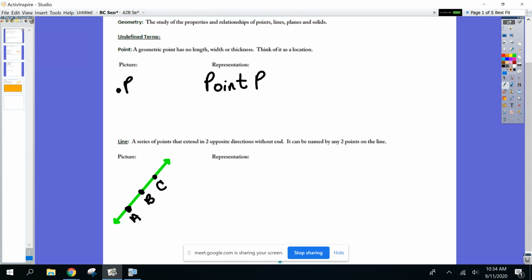So now, how do you write a line mathematically? Because you just don't want to write the word line every time. The symbol for line is a mini line. There you go, that's the symbol. Below that, you have to put at minimum 2 points on the line. All right, minimum 2 points.